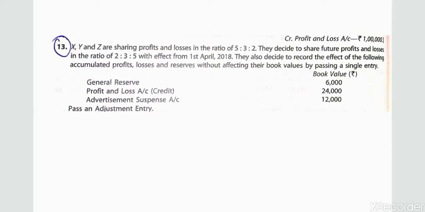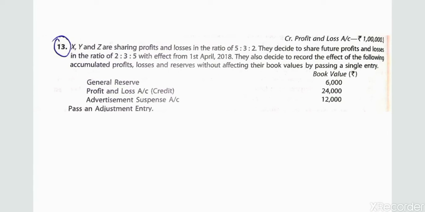There are three partners x, y and z. Again the names will remain the same, x, y, z, a, b, c, ram, mohan, syam, like that only. x, y, z are sharing profits and losses in the ratio of 5:3:2. They decided to share future profits and losses in the ratio of 2:3:5, so the profit sharing ratio changes with effect from 1st April. The general reserve was appearing in the books at 6,000 rupees, profit and loss credit balance 24,000, and advertisement suspense account 12,000, and we have been asked to pass the adjustment entry.